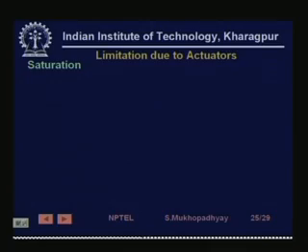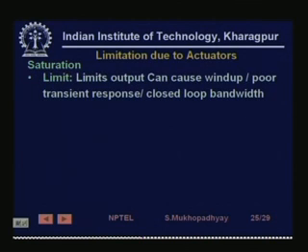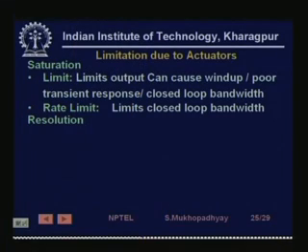Similarly, for actuators you can have saturation. Saturation will actually limit transient response, because how do you move a system fast? By giving it a lot of input and by giving it fast. So you need good input and you need high rate limits, that is, you can jack up the input very fast. If you have any of these limits, then you cannot push the plant hard enough and you lose in transient response or closed loop bandwidth.